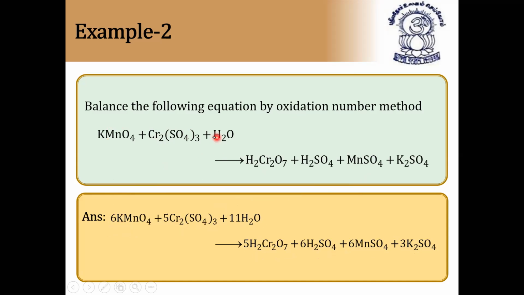So why is it forming? Because in neutral medium, potassium permanganate releases how many nascent oxygens? 3 nascent oxygens. Those 3 nascent oxygens combine with these chromiums, and finally it forms the answer like this.